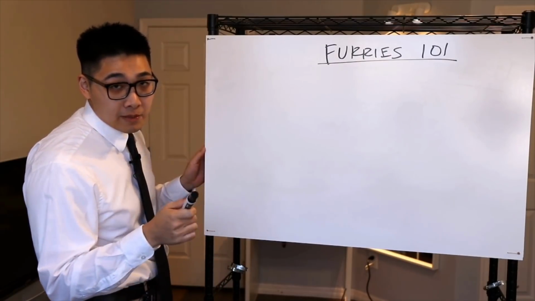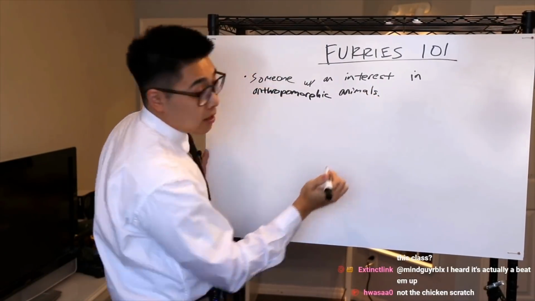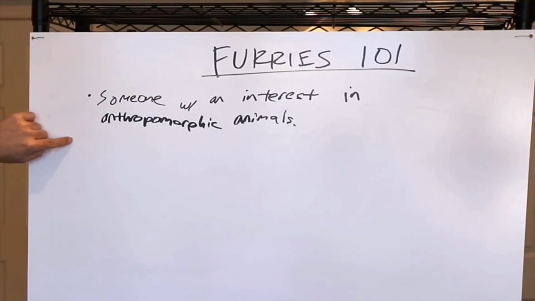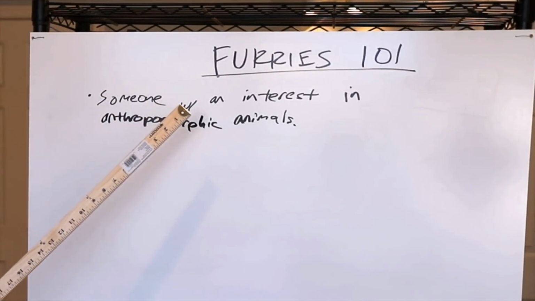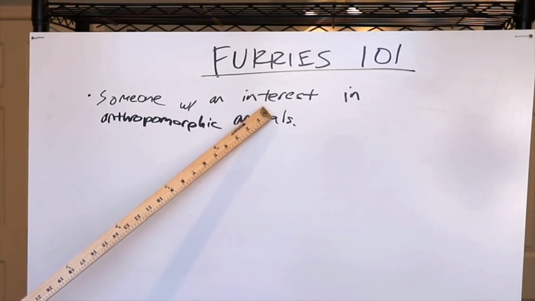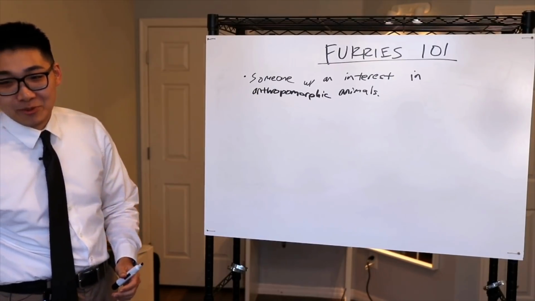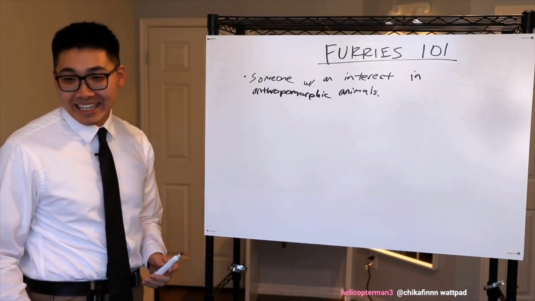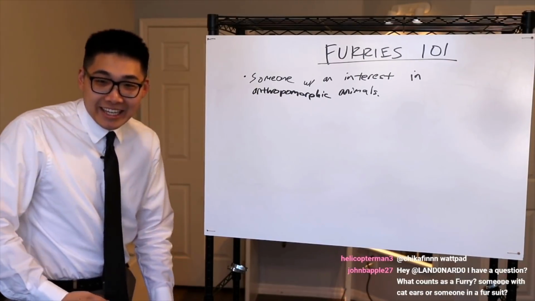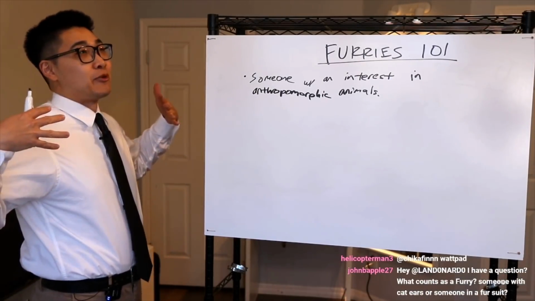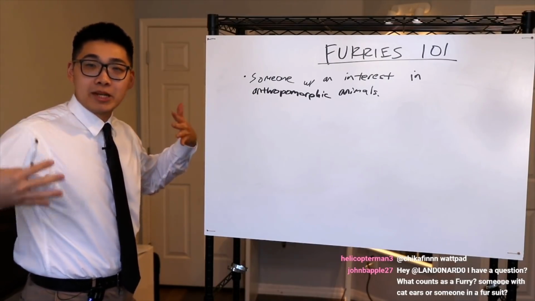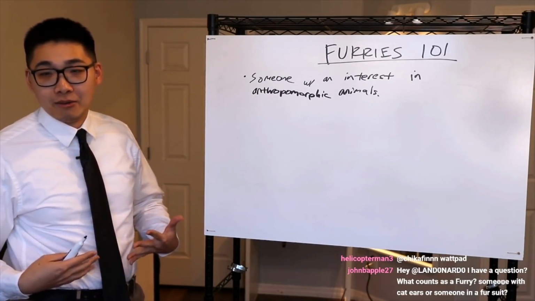So this comes from Urban Dictionary, right? Can you guys read that right there? Someone with an interest in anthropomorphic animals. So what is anthropomorphic? I'm not really sure. I'm just gonna guess. Kind of like humanoid, I think. Like it's upright, and it's kind of got humanoid body proportions.